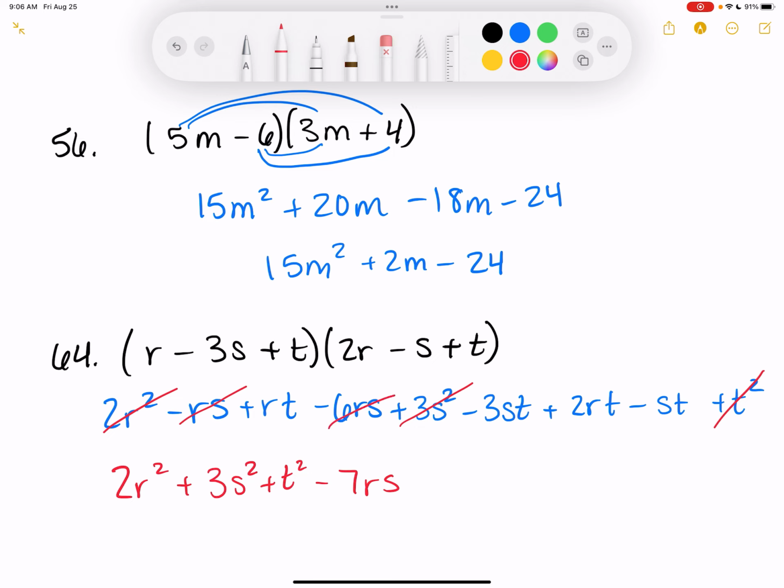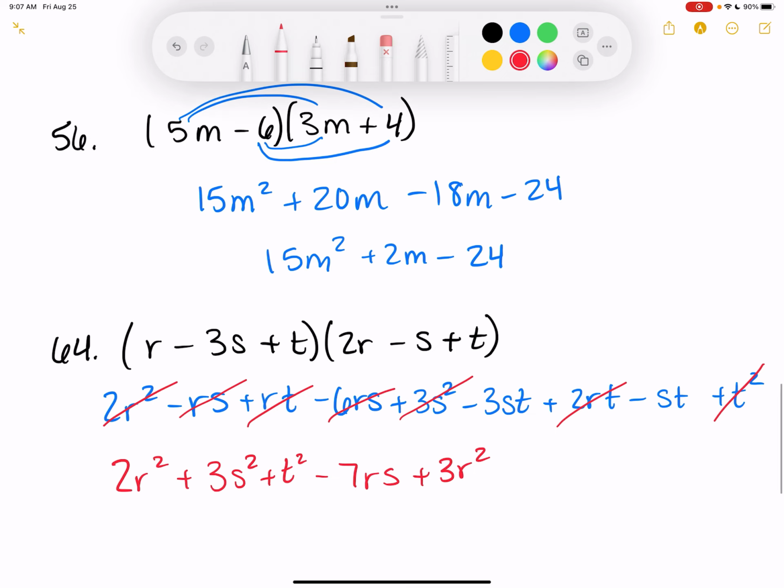Now I'm going to look at the RTs. So I've got RT and then plus 2RT. So that's going to be plus 3RT. And then lastly, I have minus 3ST minus ST. So that's going to be minus 4ST.